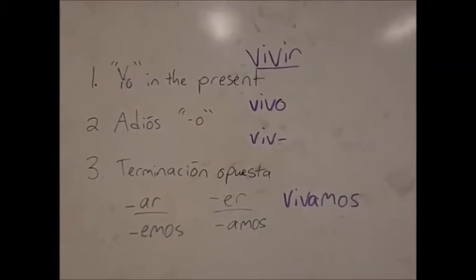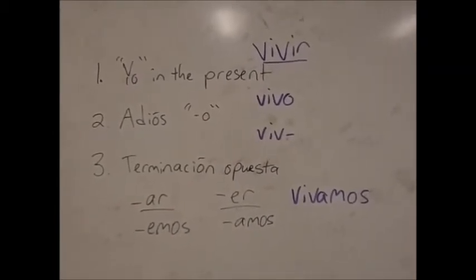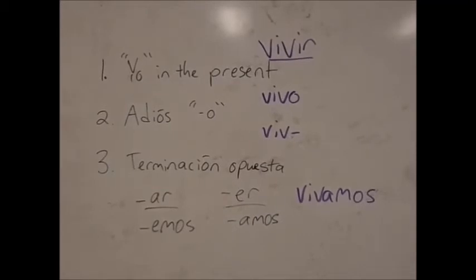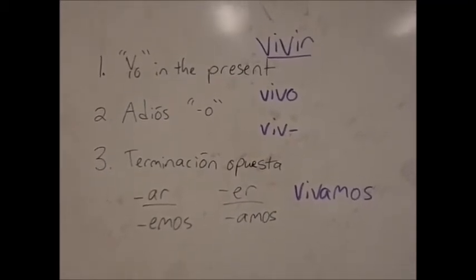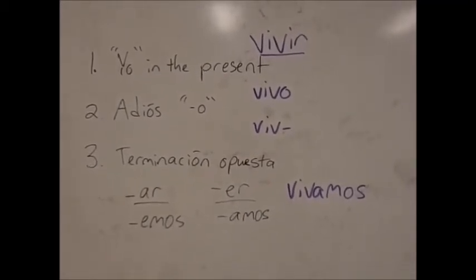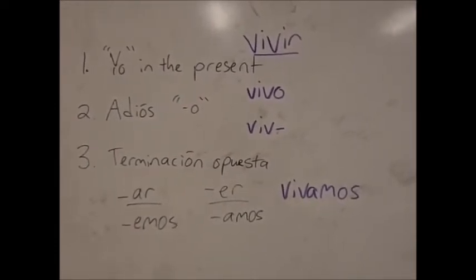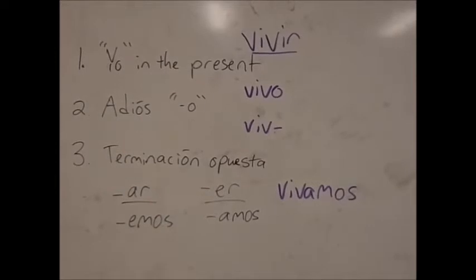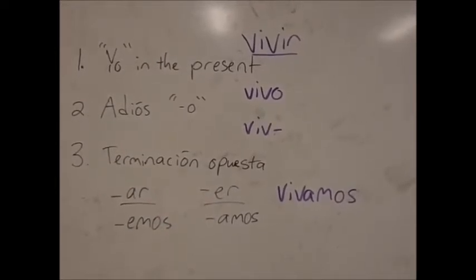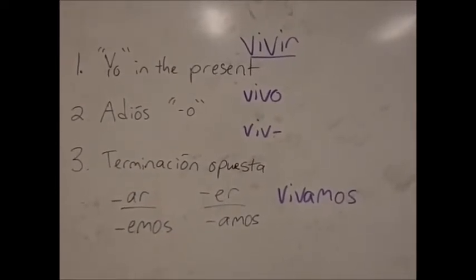Here's an example with the word vivir. We start with yo in the present tense, which is vivo. Then we take away the o to get viv, and we add the opposite ending. Vivir is an IR verb, so the ending is amos. And the final affirmative nosotros command is vivamos, which is let's live.